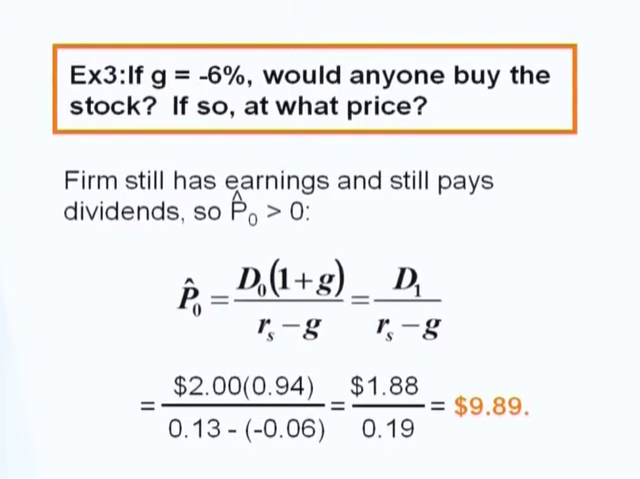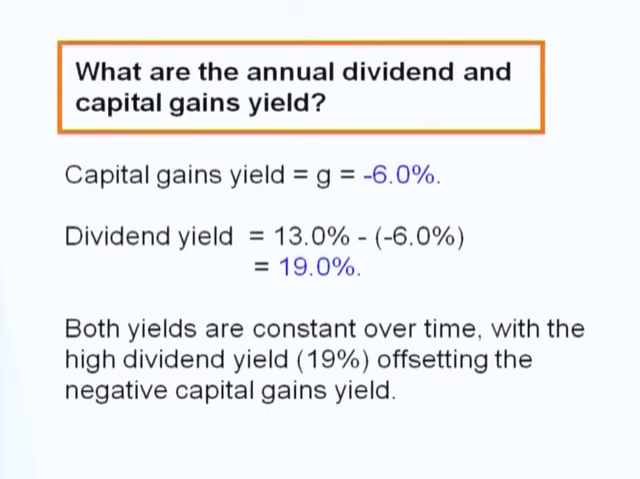9.89, right? Because intrinsic is 9.89. If you buy at a price lower than that, you buy undervalued stocks, right? And if your calculation is correct, your prediction is correct, the market price should move up to your intrinsic value of 9.89. So you get a capital gain yield equal to negative 6%, right? Or a capital loss of 6%, but you get a dividend yield equal to what? 13% minus negative 6% equals 19%.